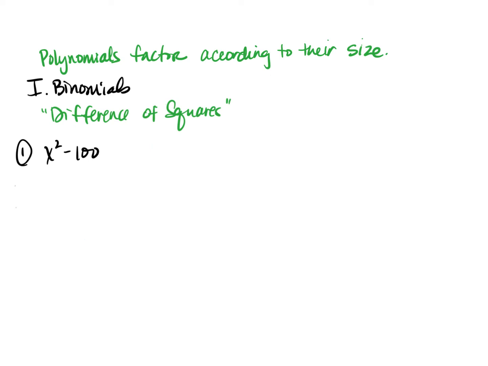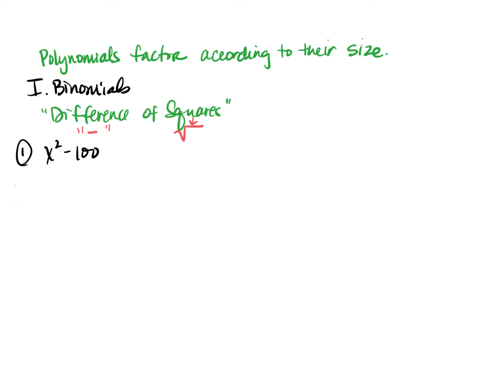All right, so when you look at polynomials, you need to know that they factor according to their size. So first we're going to look at binomials. Remember what binomials means? Two terms. So here's a special type of binomial. It's a difference of squares. So we have to remember that difference means subtraction, right? And squares means something is a perfect square. Like 1 is a perfect square, 4 is a perfect square, 9, 16, 25, 36, on and on. Those are perfect squares.